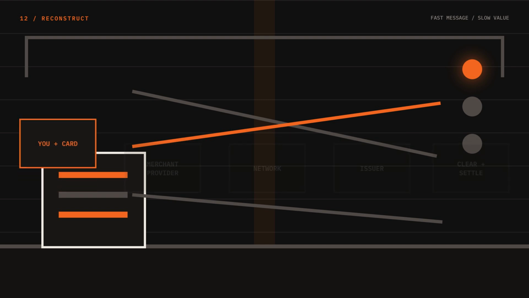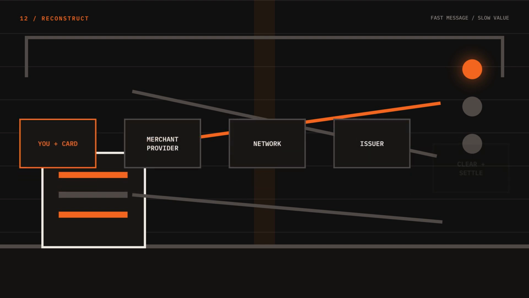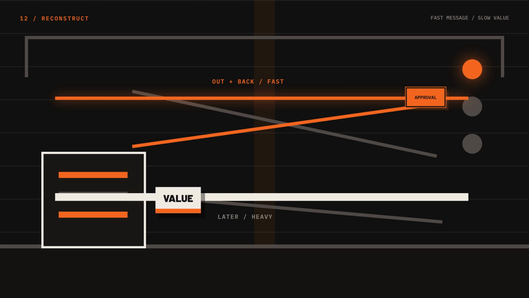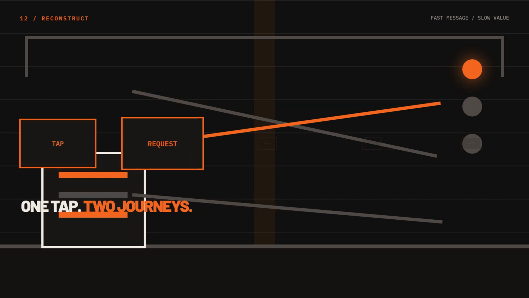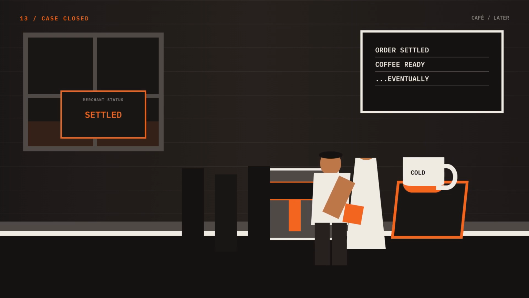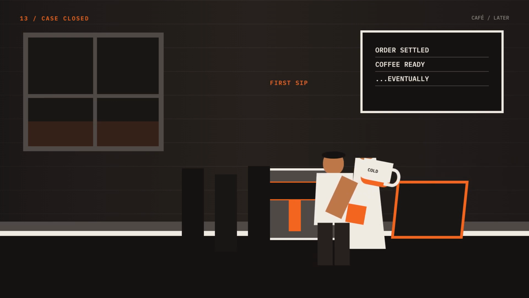Now rebuild it. Card to merchant provider to network to issuer. The approval message runs out and back. Later, clearing calculates obligations, settlement adjusts balances, fees are accounted for, and the merchant receives its payout. The beep meant your issuer agreed. The payment had work to do. Simple tap, hidden network, cold coffee.